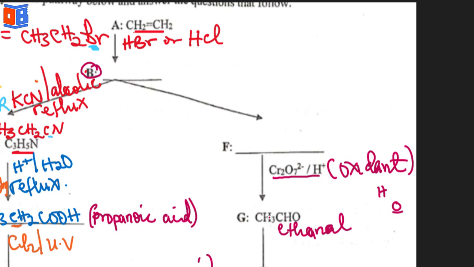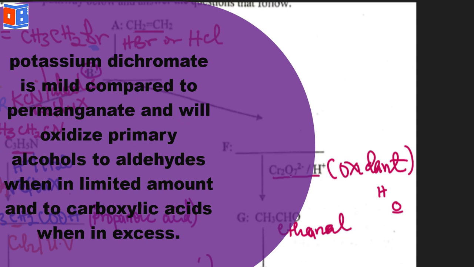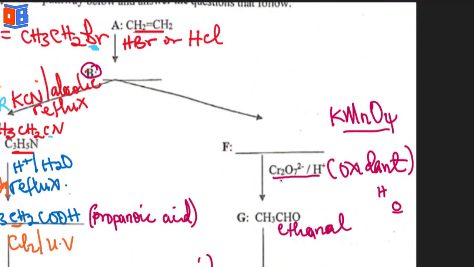Aldehydes are formed when alcohols are oxidized by acidified dichromate. Dichromate is a mild oxidant compared to potassium permanganate. Potassium permanganate is a powerful oxidant, while dichromate is not as powerful. So when dichromate is used in limited amount, it generates an aldehyde. The oxidation does not go completely. Now, when it is used in excess, it will generate a carboxylic acid. So we expect that compound F should be an alcohol, and the alcohol is ethanol.